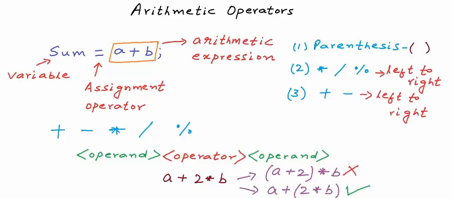By the expression a plus 2 into b, what we implicitly mean is a plus, and then 2 into b within parentheses. If we want the addition to be performed first, then we must put parentheses explicitly. We should actually write the expression like this.